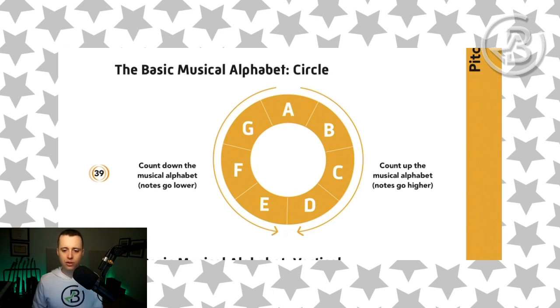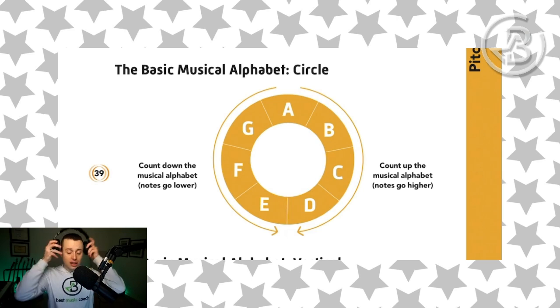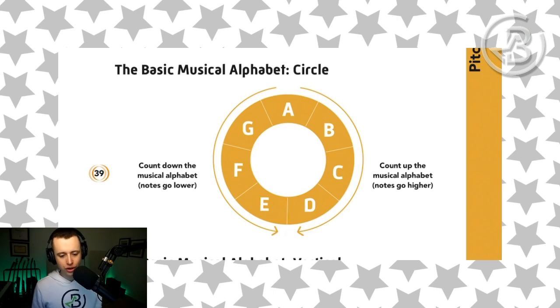So what we're going to do now is watch and listen to an example of the basic musical alphabet going from low to high and high to low, so you can hear the pitches go up and down in real time, see which notes are being played, and see which note names those pitches have. Here is example 39.